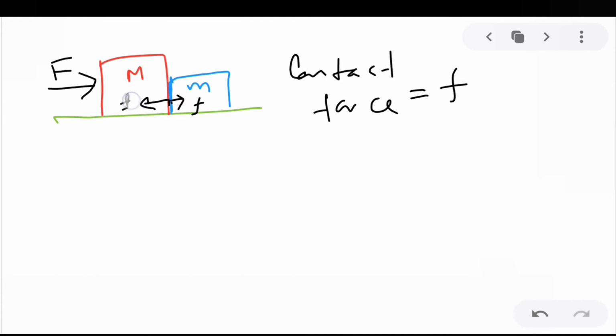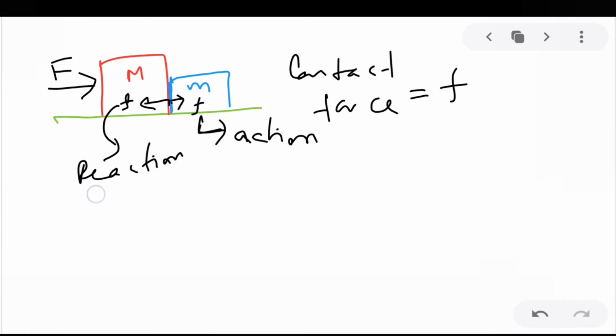So always remember that this contact force, whenever it arises, occurs in pairs. This force is like an action and this is like a reaction. Action and reaction are equal in magnitude and opposite in direction. That is Newton's third law of motion. Now suppose both the blocks are moving with the same acceleration.